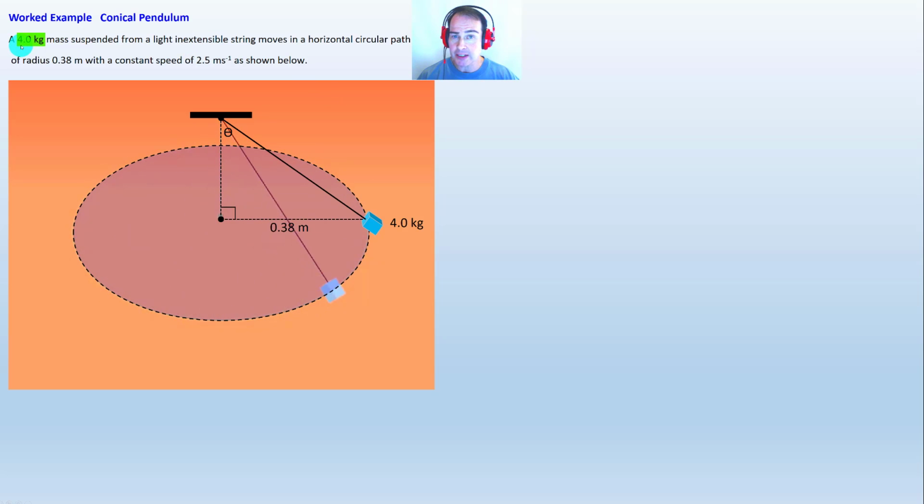Now this particular question gives us three pieces of information. It gives us the mass, or the size of the mass in kilograms, 4 kilograms, the radius of the circle, 0.38 meters, and the speed at which the mass is moving, which is constant.